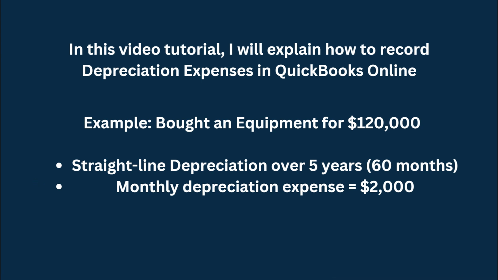So in this example, I bought an equipment for $120,000, and I'm using a straight-line depreciation method over 5 years, like 60 months. And it comes to be about $2,000 per month. That's a monthly depreciation expense.